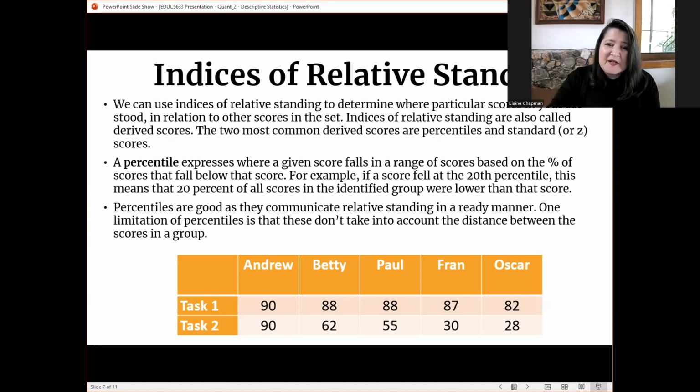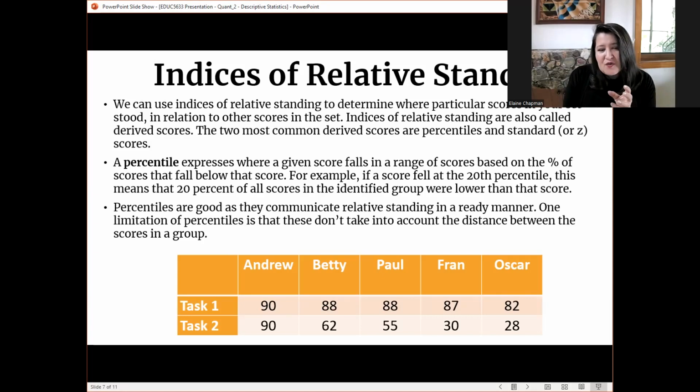They are a bit limited, though, in some situations, and I've given one of those situations in the table on your PowerPoint. I've taken 5 students, Andrew, Betty, Paul, Fran, and Oscar, who did 2 different tasks, task 1 and task 2, and I've given you the scores that they achieved in those 2 tasks. You can see from this very simple demonstration that Andrew would get the same percentile rank in both of those tasks, because he was the highest scorer out of 5 in both.